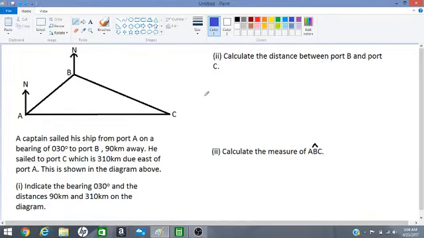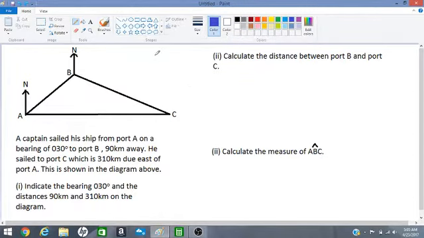Hello again, we are solving our problem involving trigonometry and bearings, and the story says a captain sailed his ship from port A on a bearing of 030 degrees to port B, which was 90 kilometers away. He then sailed to port C, which is 310 kilometers due east of port A. And we have a diagram showing his journey, and we are asked to indicate the bearing of 30 degrees and the distance of 90 km and 310 kilometers on the diagram. So let us indicate that.